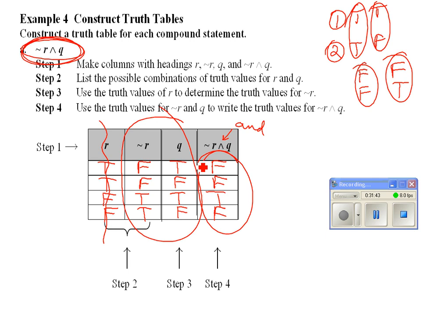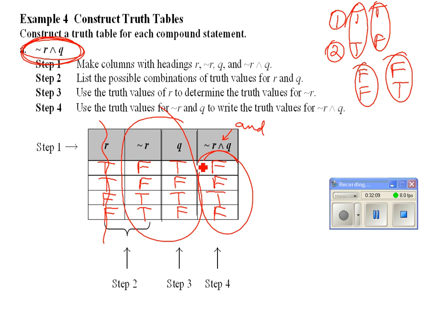Why don't you use the third column? This one over here? Yeah. The only reason we put the R in this truth table was so you could do the not R. We didn't have the R in the original statement. We had not R, but we need to get it in there. We put it in here just so we could come up with the not R.